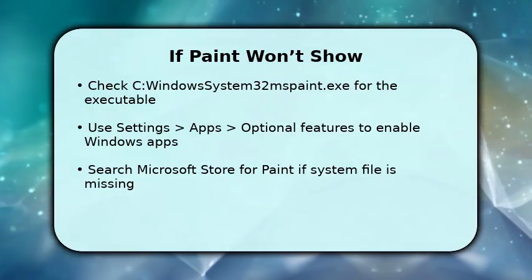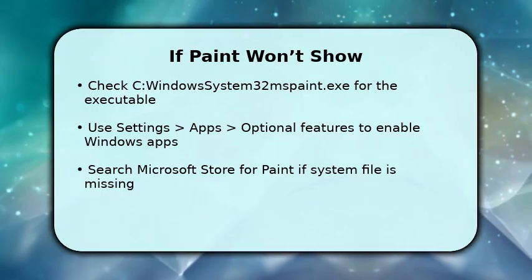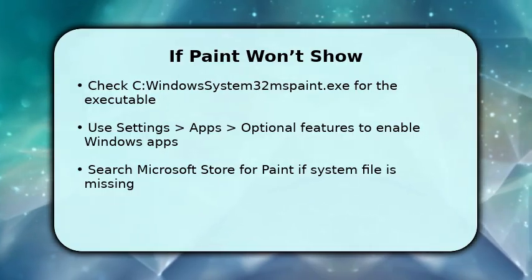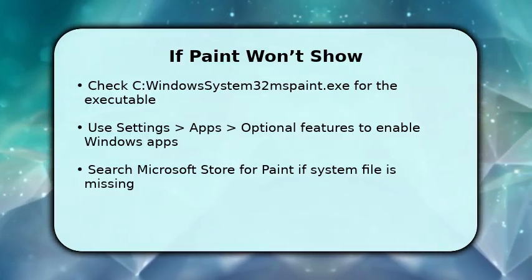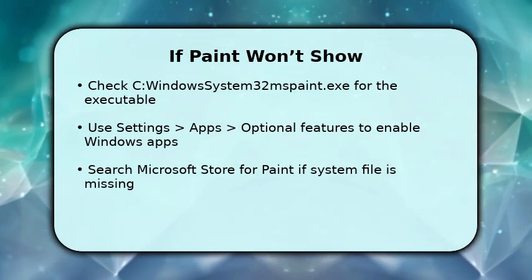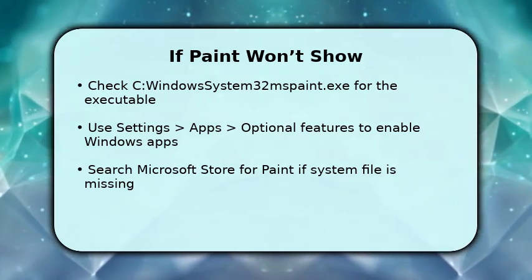Alternatively, once you confirm the system copy is absent, search the Microsoft Store for Paint or compatible editors and install. These steps locate or restore the program and explain why it might be hidden or removed.